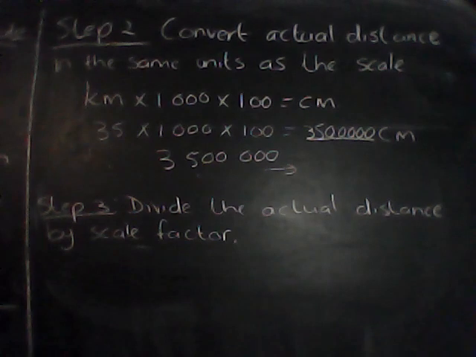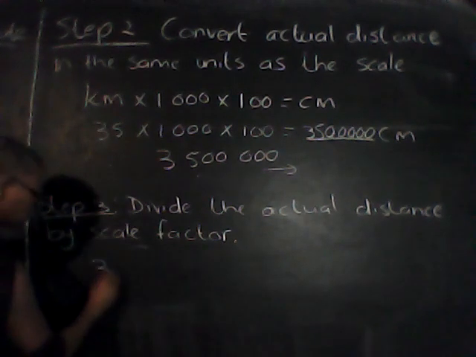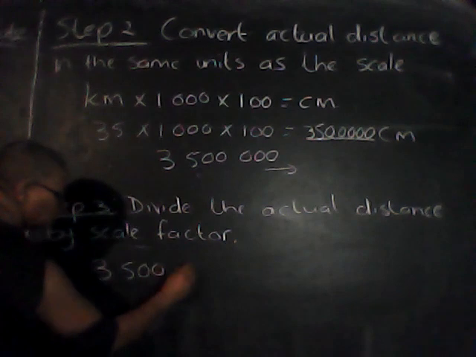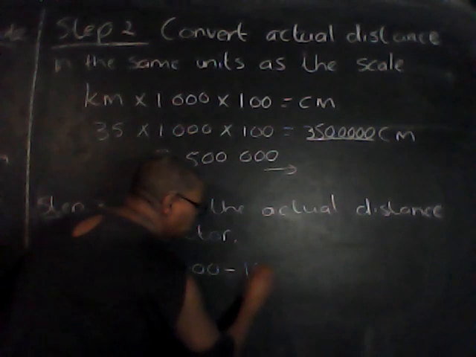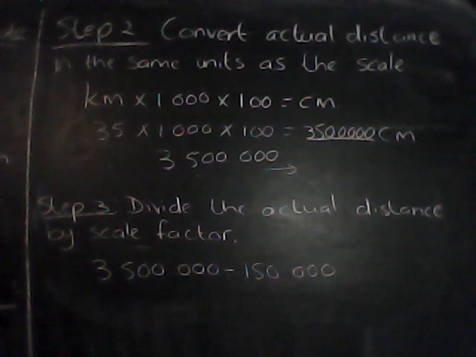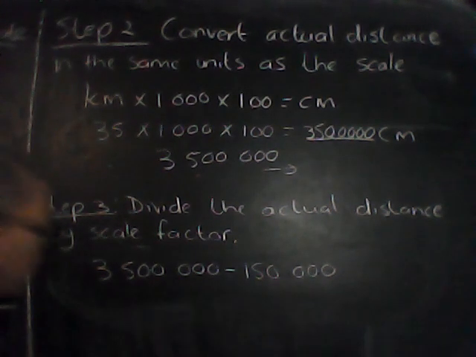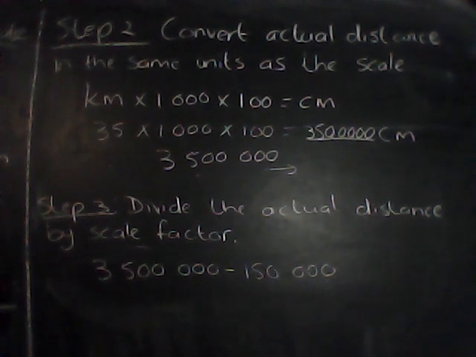Step 3 says then we need to divide the actual distance by the scale factor. So the actual distance, now the converted distance, we will divide that by 150,000, which is the map scale. I'm just getting my calculator. Divided by 150,000.